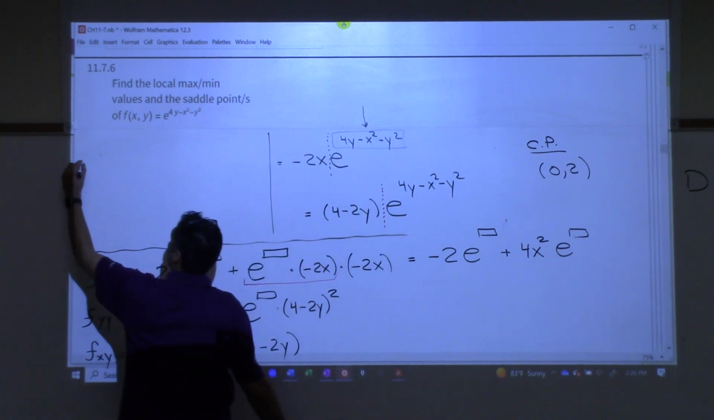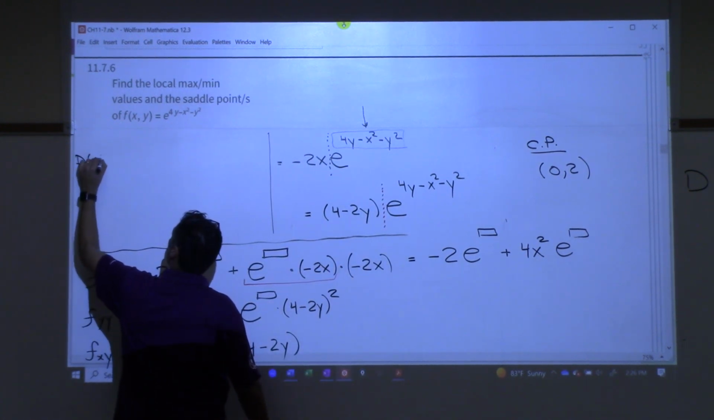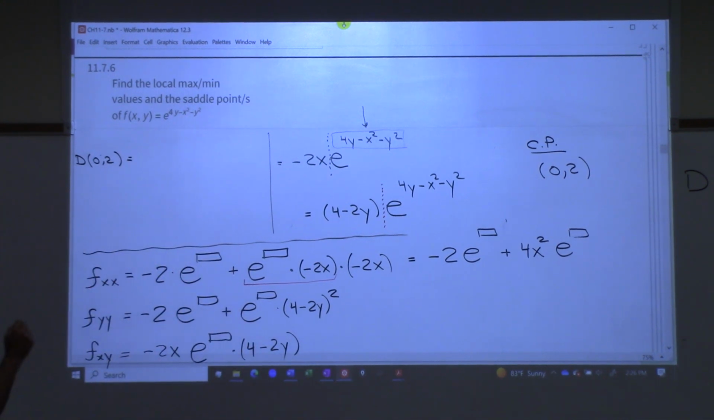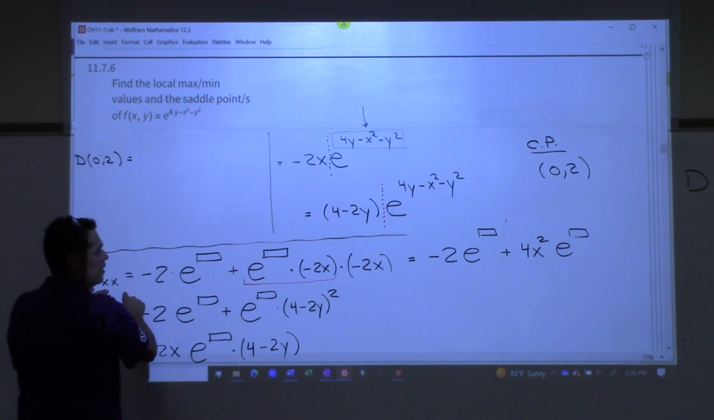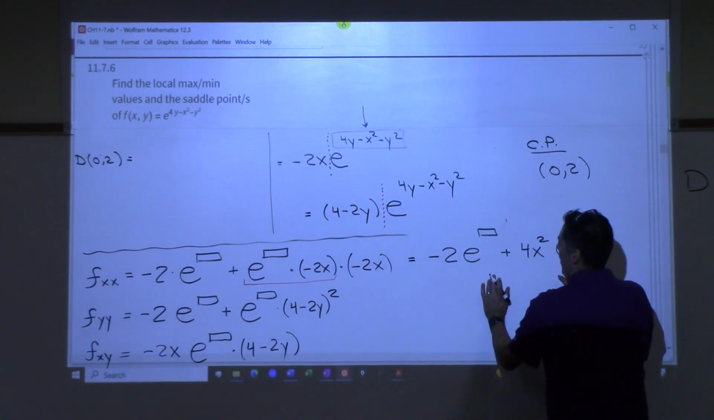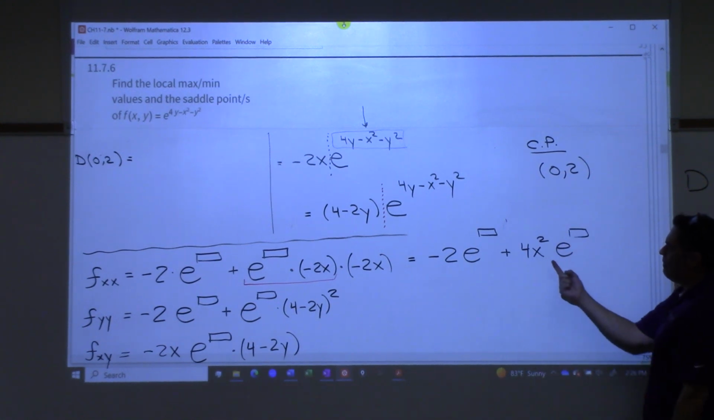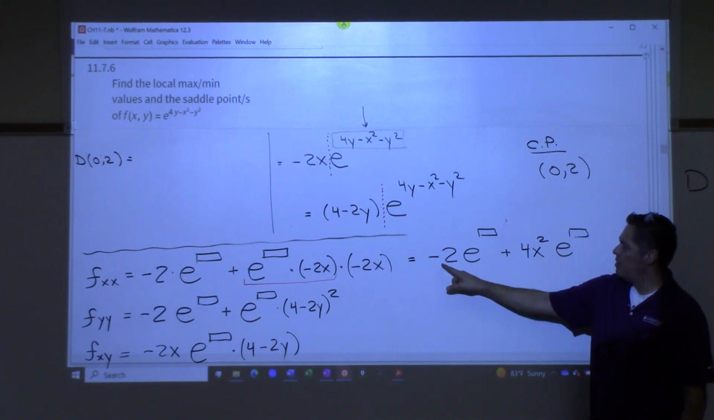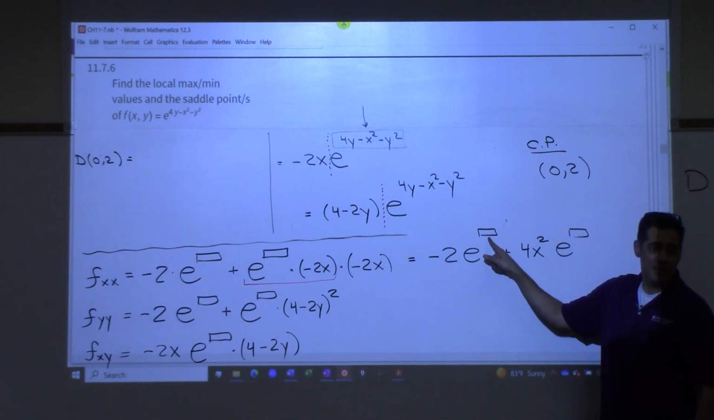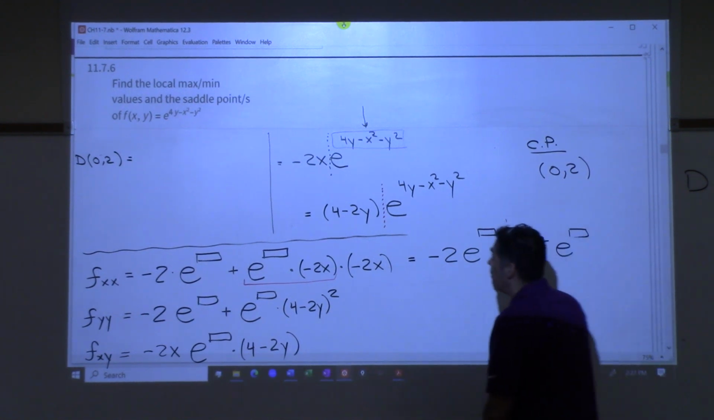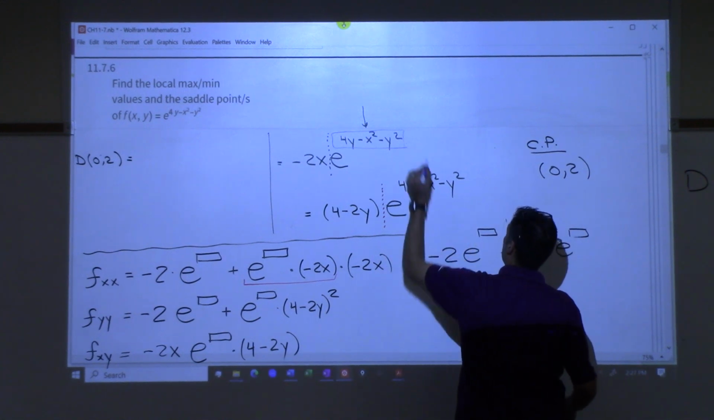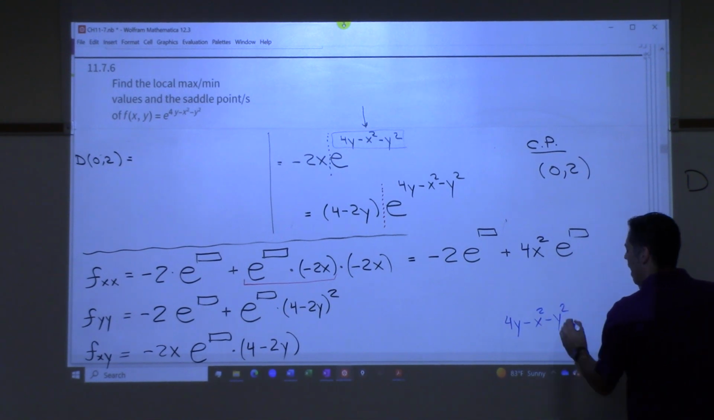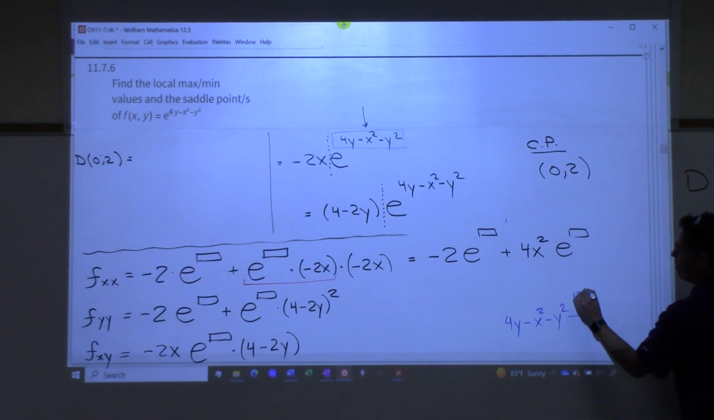So here we go. I want capital D at that point (0, 2), which means I've got to plug in 0 for x and 2 for y. Let's do it into this piece first. 0 for x, 2 for y. Well, what can you tell me if I plug 0 for x into this one? It's gone, right? So all I really need to do is figure out what this is. Well, I need to know what happens to this thing. So let me write that down. That thing up there, this junk, 4y minus x squared minus y squared. What would happen if I plug into that 0 for x, 2 for y?